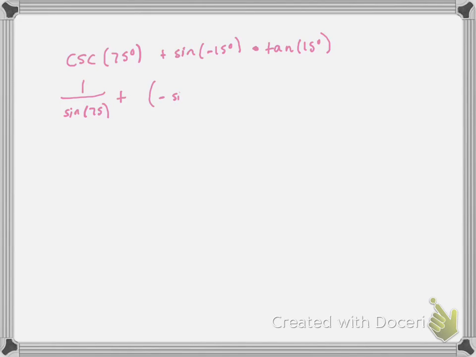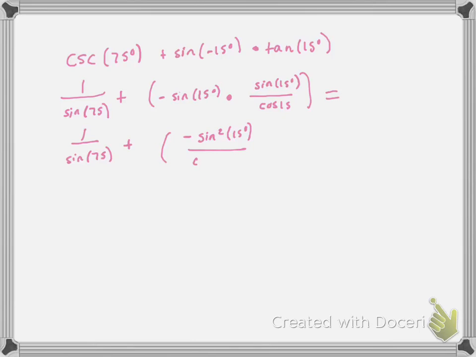Okay, the next thing that we're going to be looking at is cosecant 75 degrees plus sine of negative 15 degrees times tangent 15 degrees. Okay, so first I'm going to make this 1 over sine 75 degrees plus negative sine 15 degrees. Remember, sine is an odd function, times sine 15 degrees over cosine 15 degrees. Remember, we can do that with tangent. And so now I'm going to say that this is equal to 1 over sine 75 plus negative sine squared of 15 degrees over cosine 15 degrees.